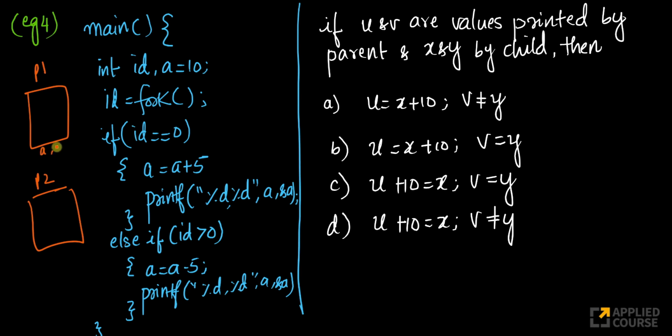There is a value A here. There is a value ID here. The child also will have A and ID. In both these cases, A equals 10. Right. So in this case, A equals 10. Right. A equals 10. Even in this case, A equals 10.